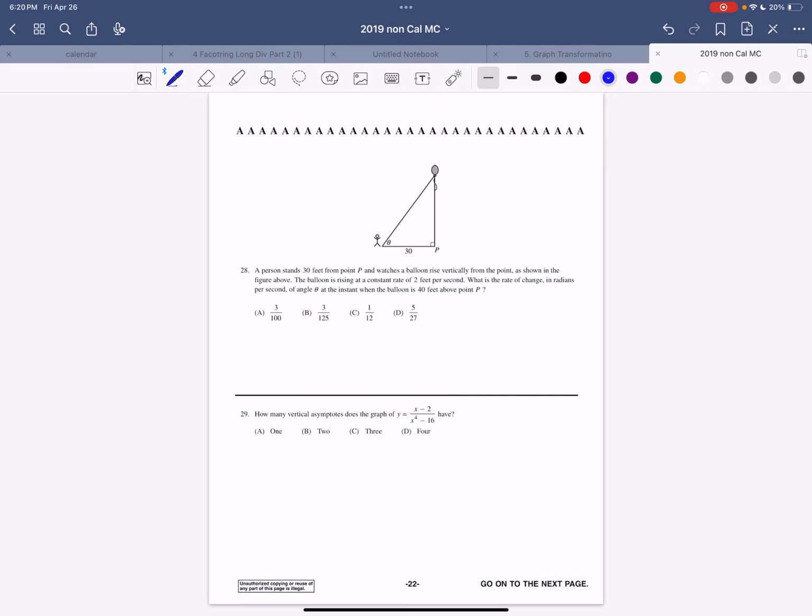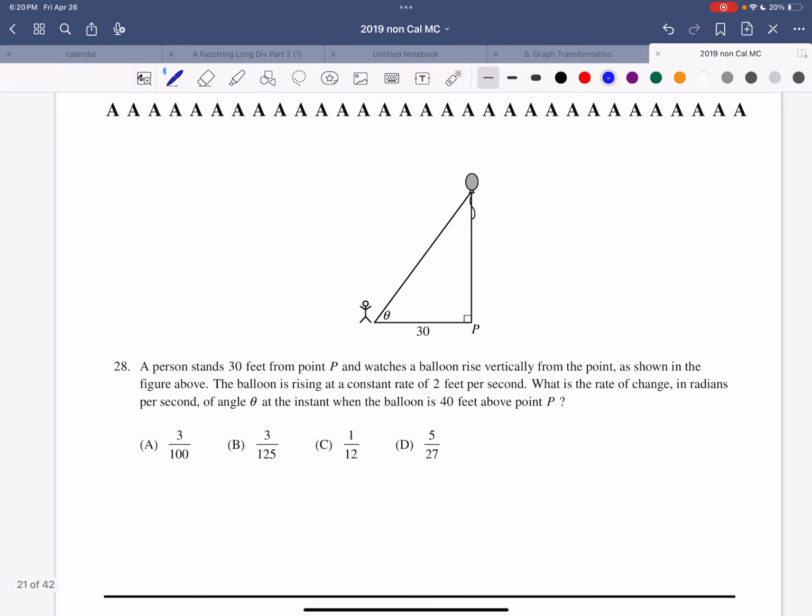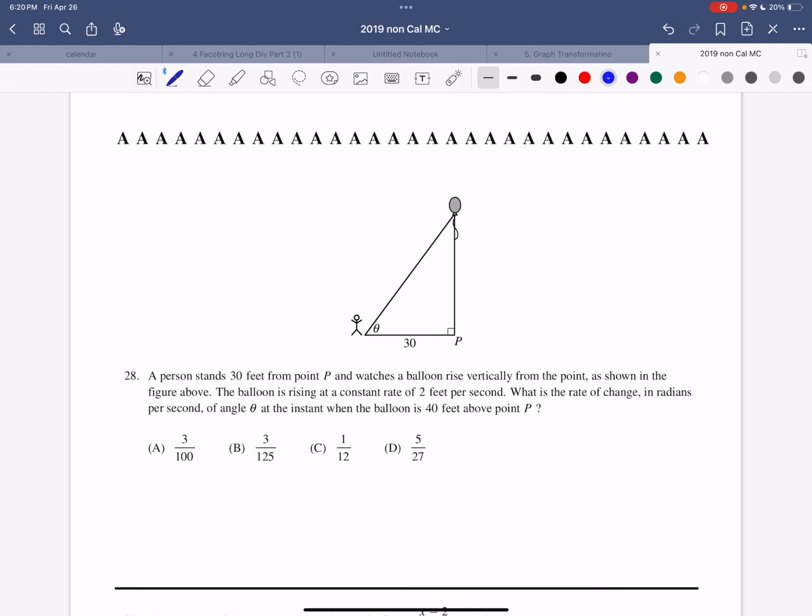Now, question number 28. This is going to be your favorite, which means one of these parts is going to be 0. So here's the angle, here's the opposite, adjacent, and hypotenuse. Let's look at it. A person stands 30 feet apart from here, and so on. Proceed as shown in the picture above.